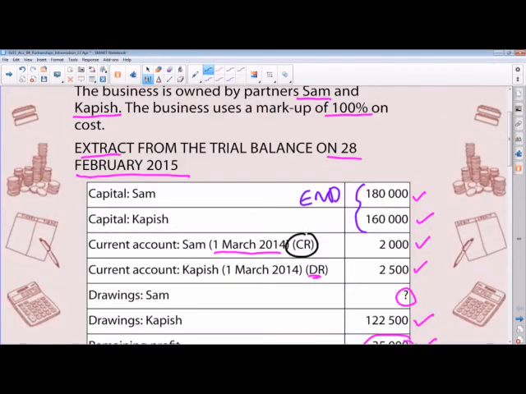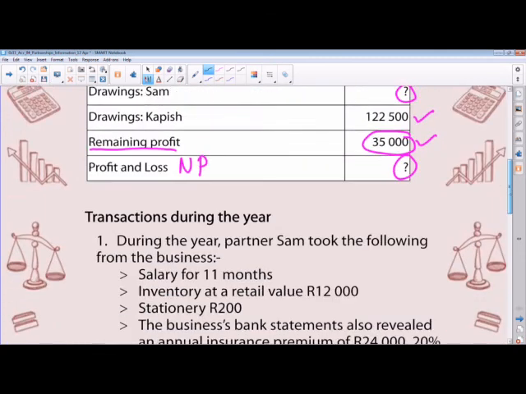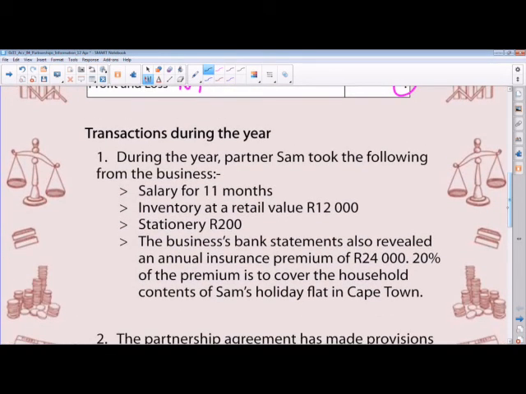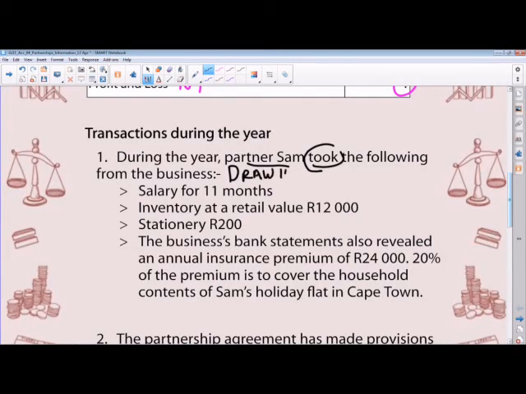So additional information 1. We haven't looked at additional information 1. Right, in terms of this information, during the year, partner Sam took the following from the business. Again, guys, whatever the partner takes from the business is obviously his drawings. So what did he take? He took a salary for 11 months. He took inventory at retail value for 12,000, and he took stationery for 200. So let's work on this first and then we'll get to the last part.